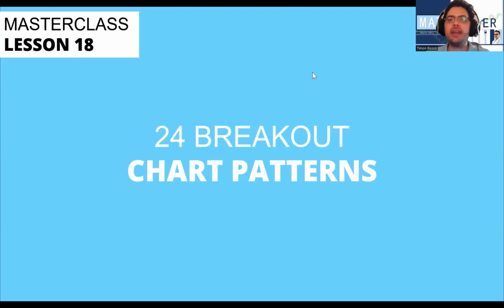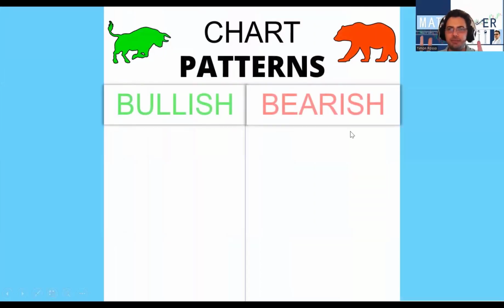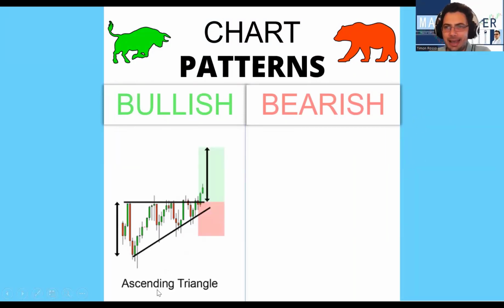Masterclass lesson 18, 24 breakout chart patterns explained, revealed, all here, ready for you. Normally, I only reveal 5. Let's start off similar to what we did with candlesticks, and now let's look at chart patterns. So the first one is the ascending triangle. I am going to probably go through this in alphabetical order so that we can go through all the chart patterns. The ascending triangle is where the price of the market makes higher lows and same highs, which then converges to an apex, and then we wait for a breakout.